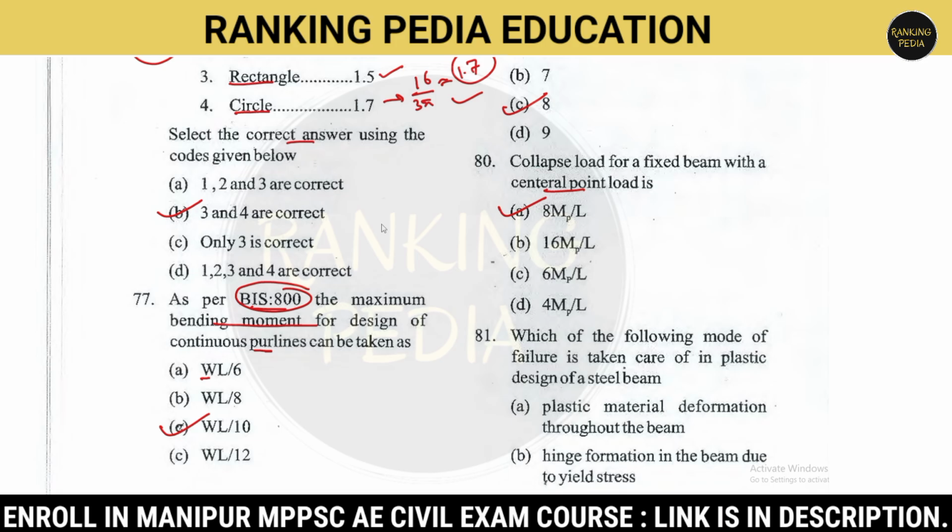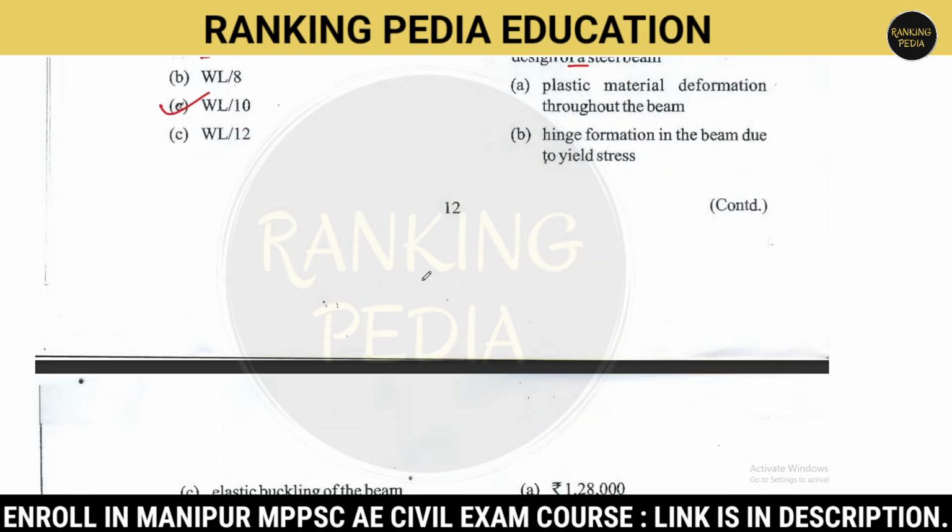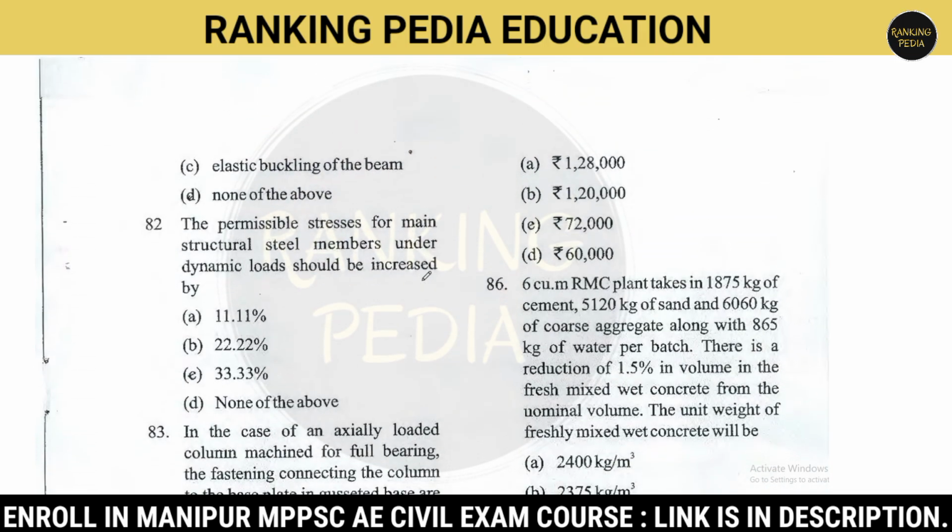Next question is question number 81. Which of the following modes of failure is taken care of in a plastic design of steel beam? Your options are mentioned: A, plastic material deformation throughout the beam, or B, hinge formation in the beam due to yield stress. Option C is elastic buckling of the beam, or D, none of the above.